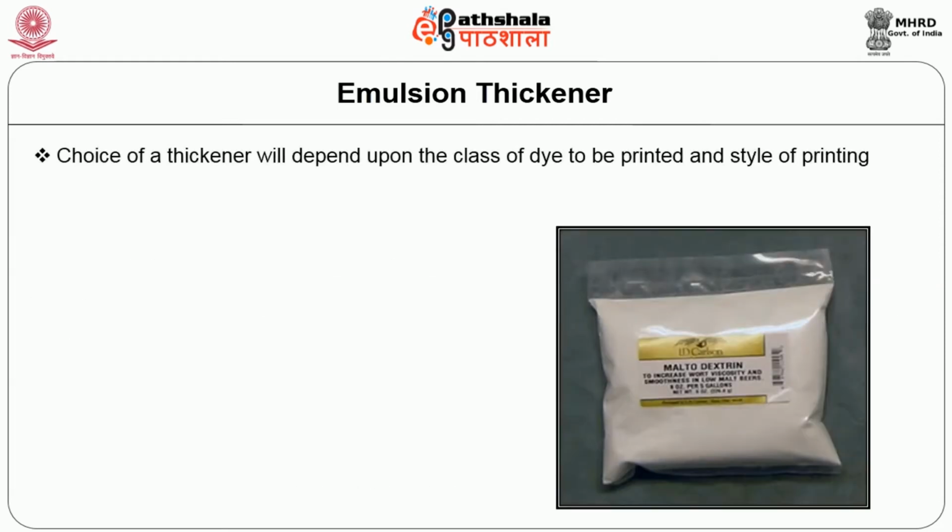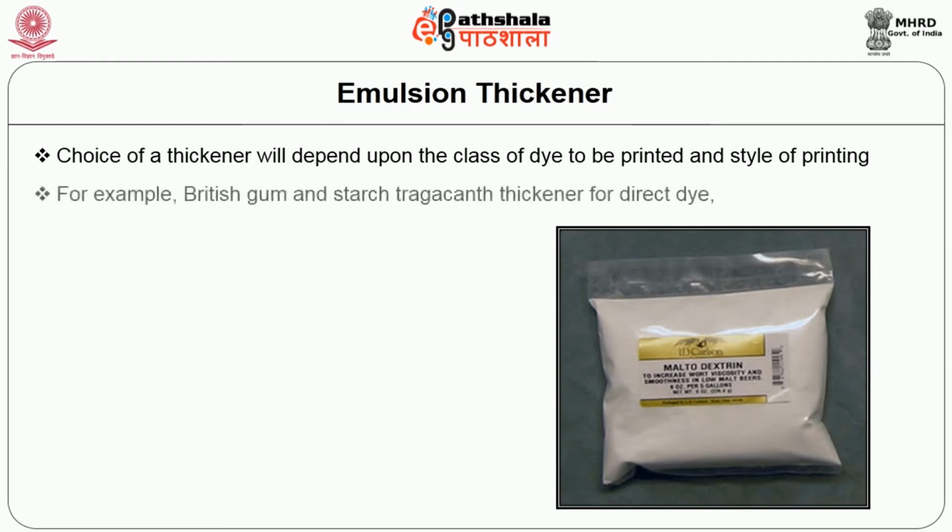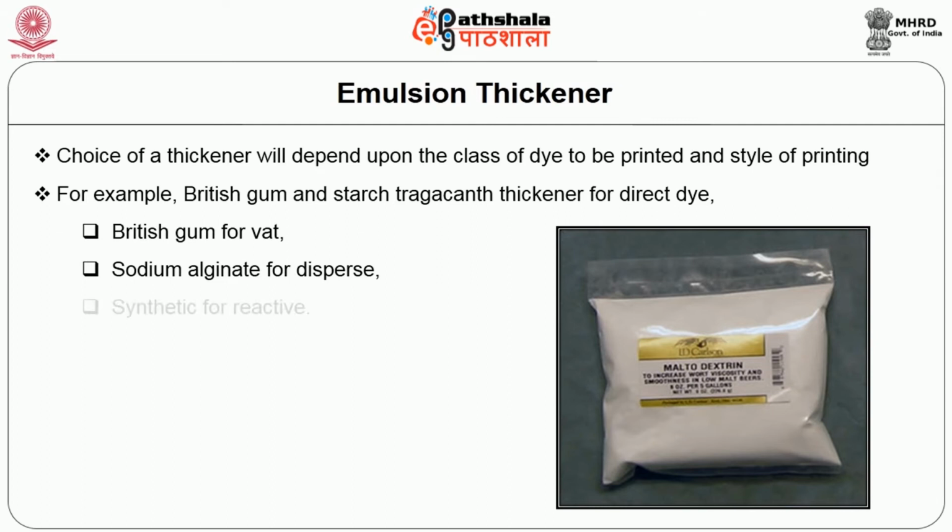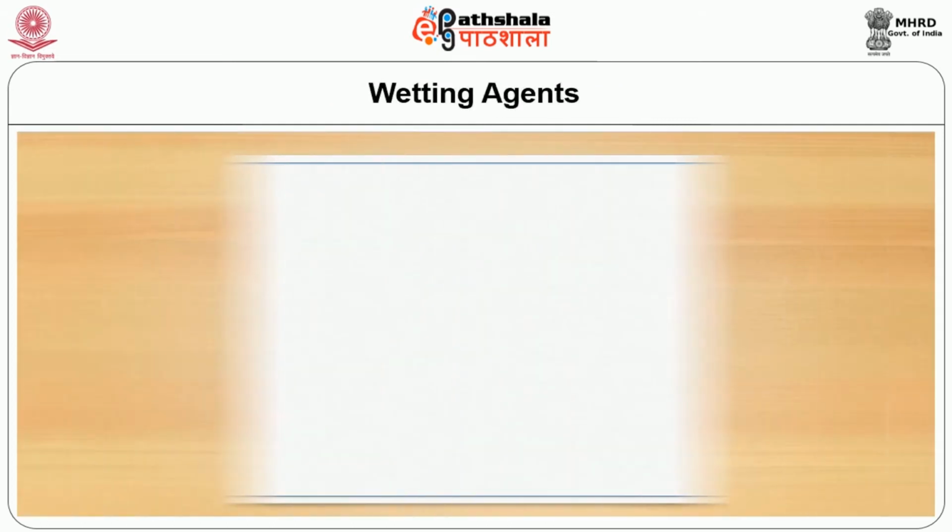Choice of a thickener will depend upon the class of dye to be printed and the style of printing. For example, British gum and starch tragacanth thickener for direct dye, British gum for vat, sodium alginate for disperse, and synthetic for reactive. Wetting agents.